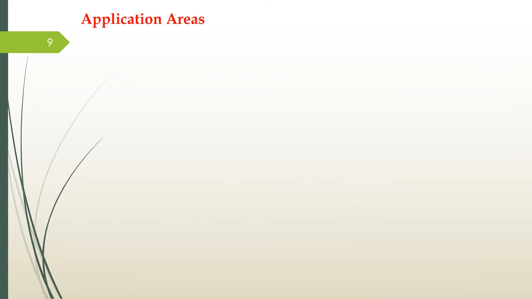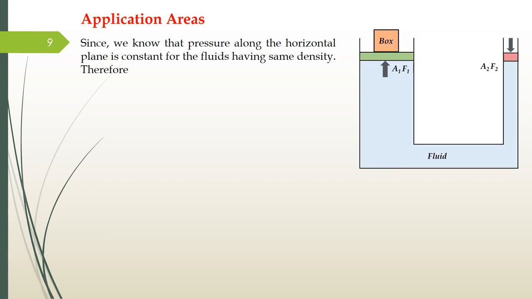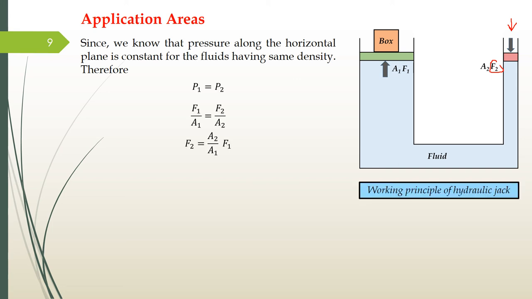So coming towards the application areas, what we have discussed mainly is Pascal's law. Since we know that the pressure along the horizontal plane is constant for fluids which have the same density, we can find out the application areas of this Pascal's law. We have a case wherein we want to lift this box, and we are applying some force F2 on this side. We have an area which is certainly less over here and more over here, and a fluid filled in that cylinder. So the pressure will be the same at this level as per fluid statics concept. So P1 equals P2, which can be written as F1 by A1 equals F2 by A2, and the force F2 is given by this relation.